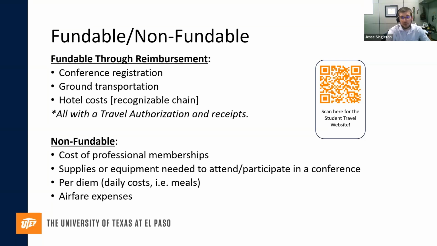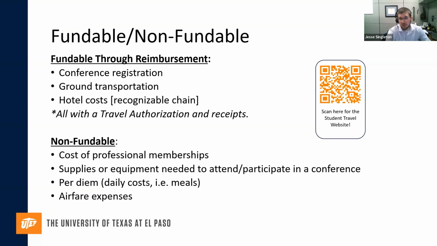And so you have to be very careful about what you ask for in your application and only request things that are fundable. So things that we can pay for are things like your conference registration to attend. We can help fund your ground transportation, so bus travel, Uber to get to the conference site, things like that. And we can help cover the cost of your hotel stay if you're traveling somewhere through a recognizable chain. All of those things are done through reimbursement.